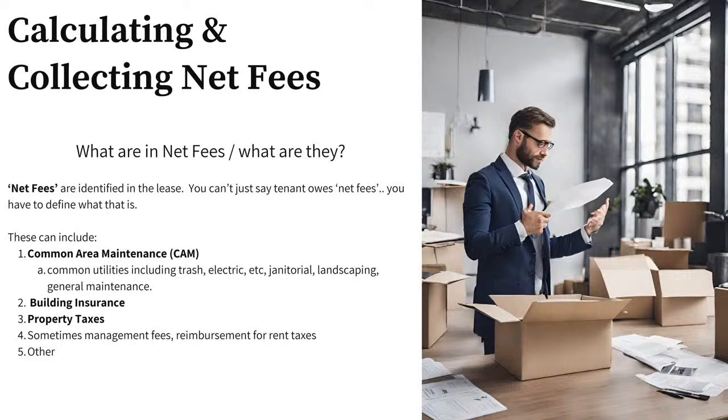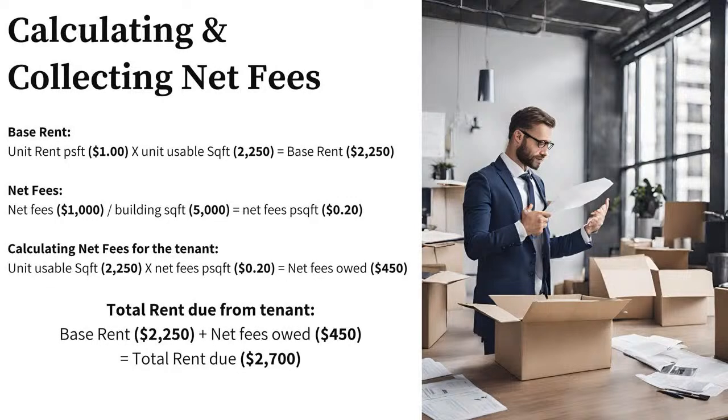So the CAM fees, and then net fees would be like building insurance, property taxes, stuff like that. And I said before, management fees, those can be thrown in there too. Depends on the lease, right? So let's talk about how to calculate these, right?